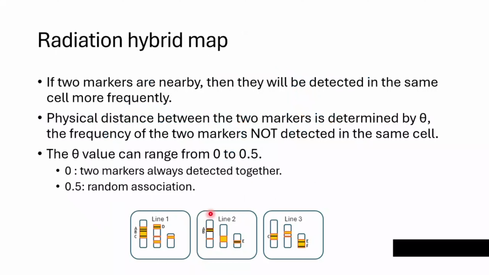Okay, I think I just said this. The only thing I did not mention is the way that you make these distances. What you're actually looking at when you're talking about physical distance is the frequency of the markers not being detected in the same cell. And this is just basic math. The range goes from 0 to 0.5. If you get this number to be 0, then the two markers are always together. If you have 0.5, that means they associate randomly and are probably very far from each other.